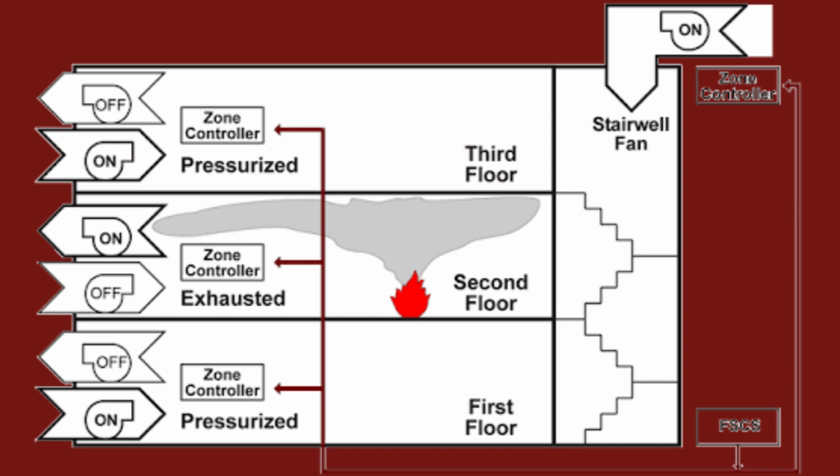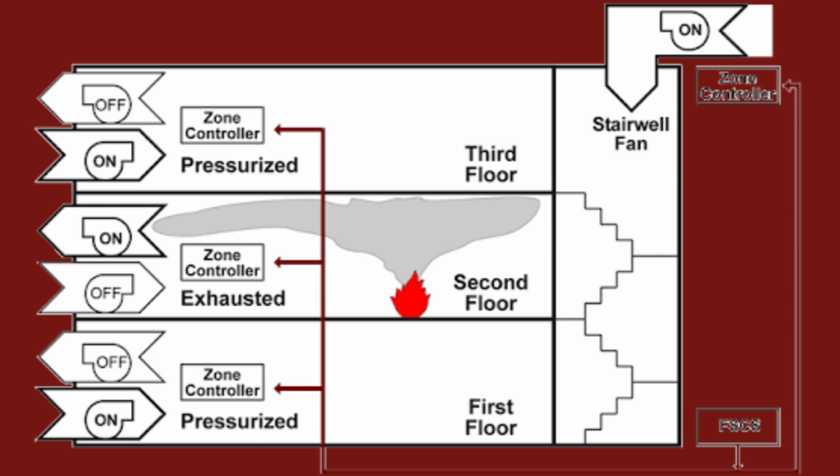2. Pressurization systems. Pressurization is used to keep smoke from entering certain areas, like stairwells, lobbies, and escape routes. By maintaining a higher air pressure in these areas compared to adjacent spaces, smoke is prevented from infiltrating these critical zones.